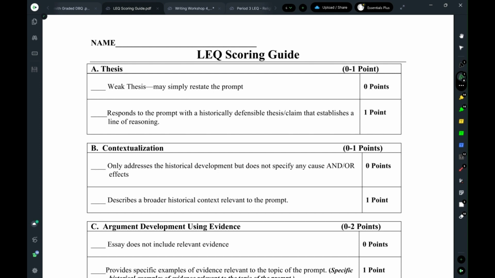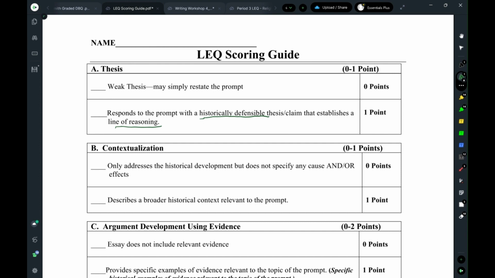Your thesis is the first point, part A of this rubric. And you can see it says respond to the prompt with a historically defensible claim that establishes a line of reasoning. When it says historically defensible claim, what it means is that as a historian, someone could look at your argument and they could agree based on the evidence they have, or they could disagree. Doesn't mean you're wrong, but they could have a different take on it, right? Having a statement that is just true is not historically defensible. It's just a fact, right? It's not a historically defensible claim.